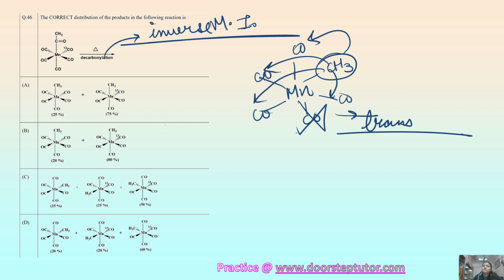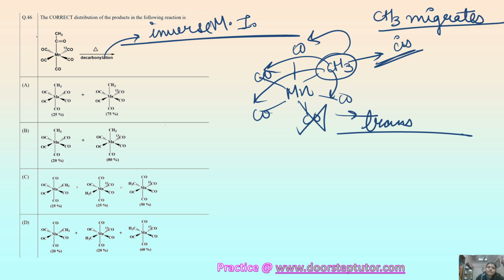So what does this mean? This means that CH3 can only be moved to the cis position. It means that CH3 migrates to the cis position. So how are you going to solve this? If I am saying that CH3 migrates to the cis position, we have a CH3, and first of all we have to do decarbonylation. So once you remove the CO, there is the reaction in which CH3 moves to the cis CO.